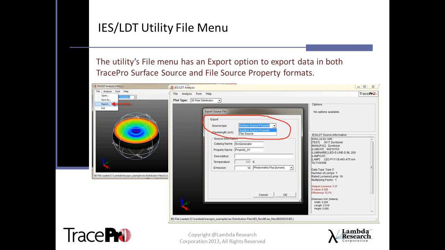And of course, you're going to have to put in a description and the emission. Once you do that, hit the OK key. That'll then write this file out to where you've specified. So this is a way that you can convert any type of angular file format that is output by TracePro into a TracePro surface source or file source property that can later be brought in and used as a source in the program.